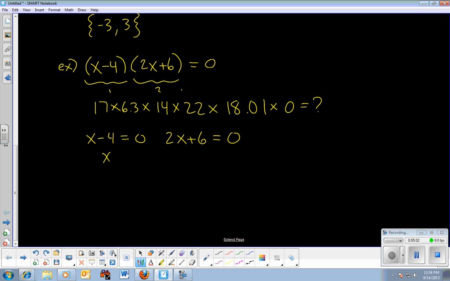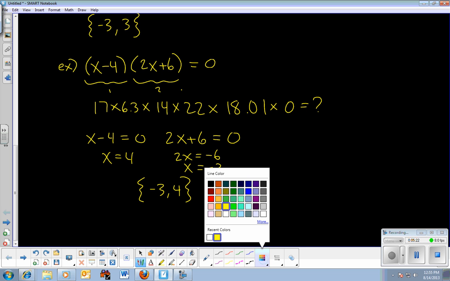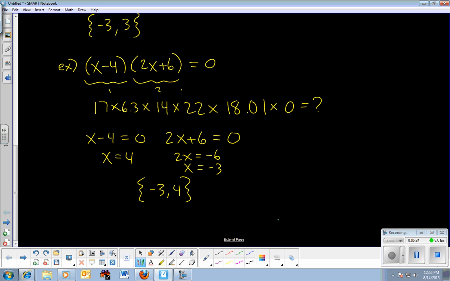So here we get x is 4. Here we get 2x is -6, so x is -3. So we could write it either 2 separate x equals or something like that. Now, in our book, since we've been talking about number sets, there's a possibility that the question will look something like this. It will say, solve the equation in the indicated domain. It'll give you the problem, and then it will give you something like this.